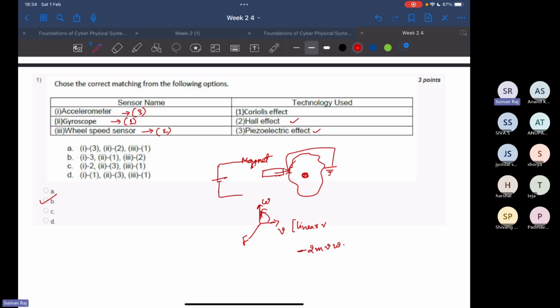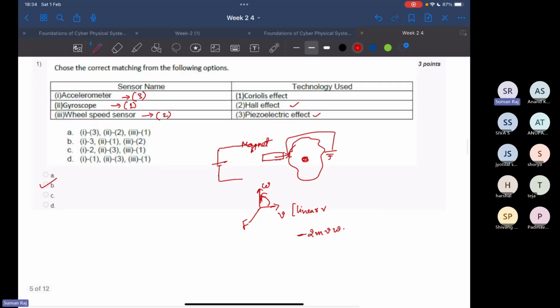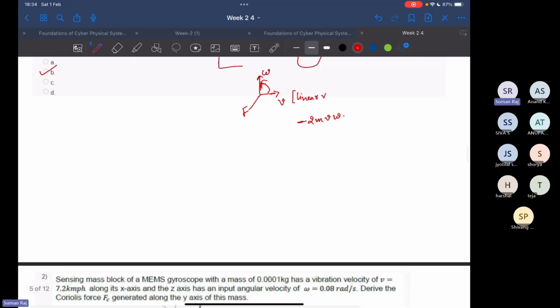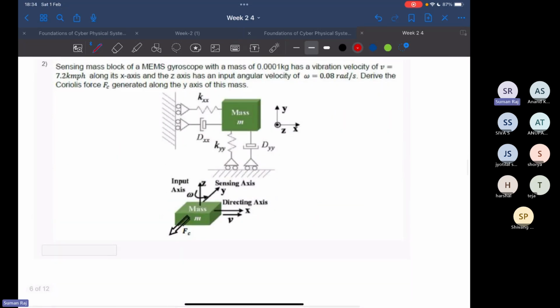Okay, so this is good. I think we can move on to the next question. If anyone else is having doubt, please raise your hand or type in the chat window, because I'm continuously monitoring the chat window also. Okay, so let's move on to the next question.